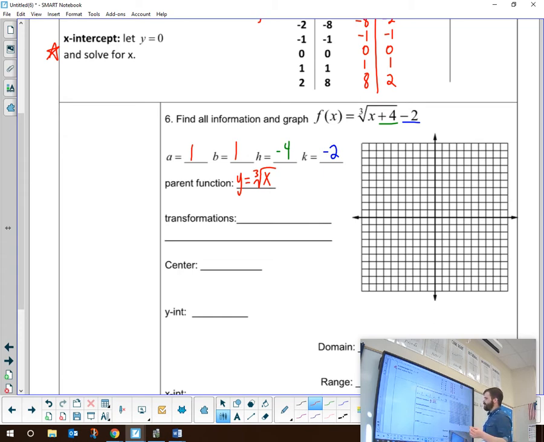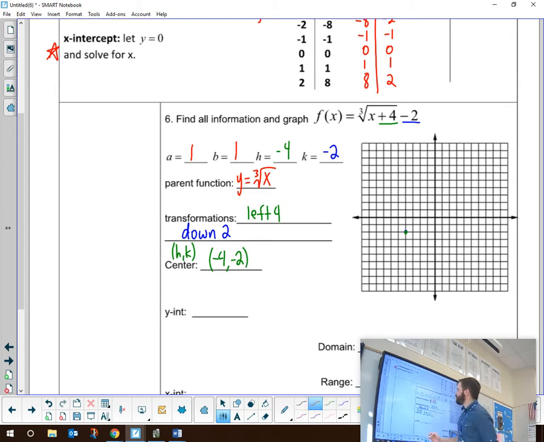Now let's talk about transformations on this first guy. If h is -4, we're going to go to the left 4. And if k is -2, we're going to go down 2. So we're going to have a point to the left 4, down 2. We're going to have our point there. That's going to be my vertex, or my center in this case. Remember, our center is whatever h and k are. And so it's going to be -4, -2, right there.